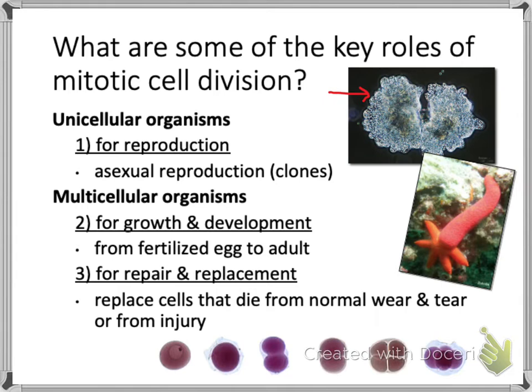If you're a multicellular organism like me and you, or this starfish over here, you can use mitosis to either repair and replace. As you can see, that starfish is a leg and it's regrowing the rest of its body. Or you can grow and develop from a fertilized egg to an adult, as you can see down here. So growth, repair, and reproduction are the main jobs of cell division. And remember, mitosis does asexual reproduction. There's a different type of cell division called meiosis, which is used for sexual reproduction, as humans do.